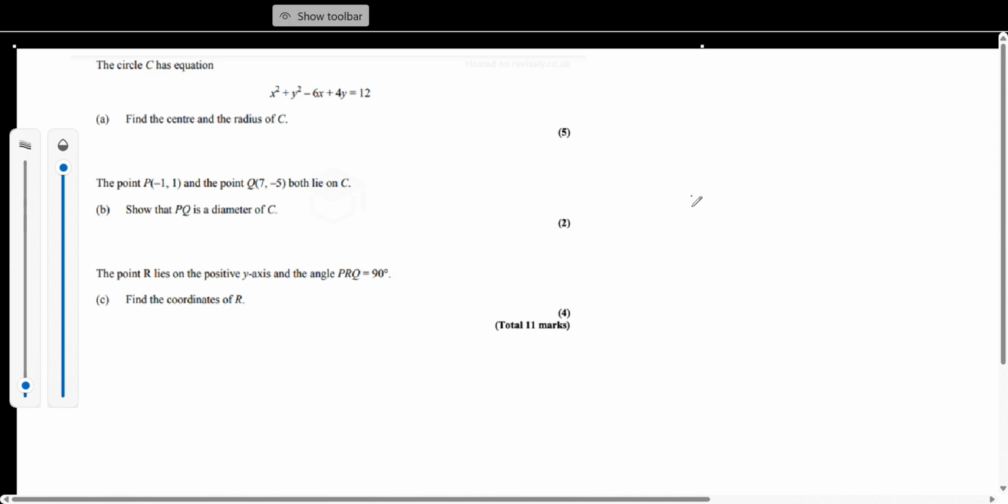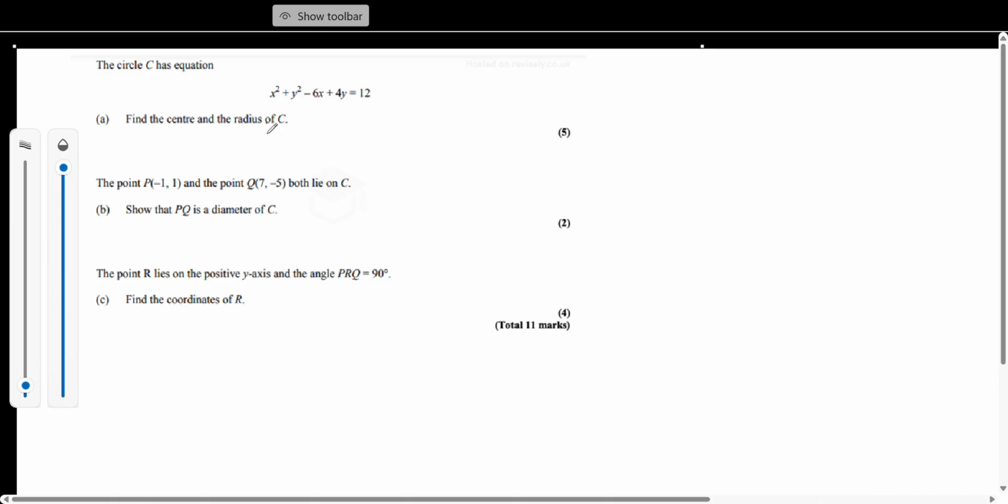This is an A-level coordinate geometry question from circles. So let us see how to begin. The equation of the circle is given. We are asked to find the center and the radius.